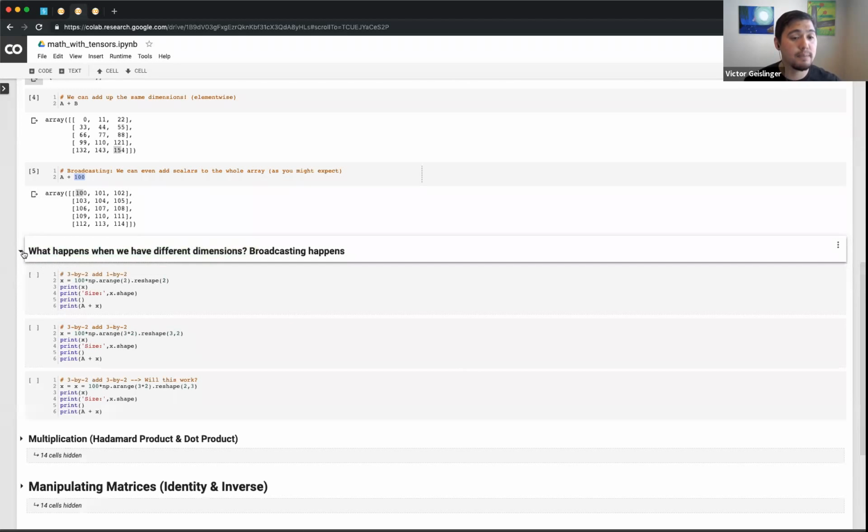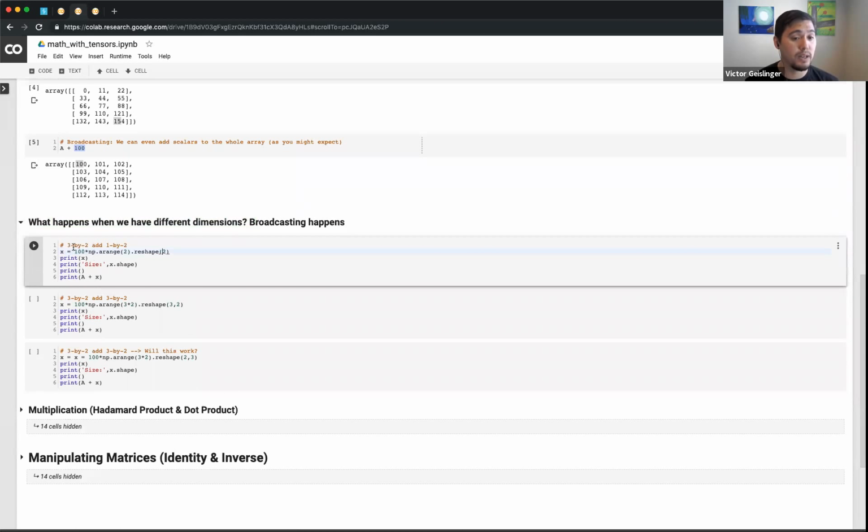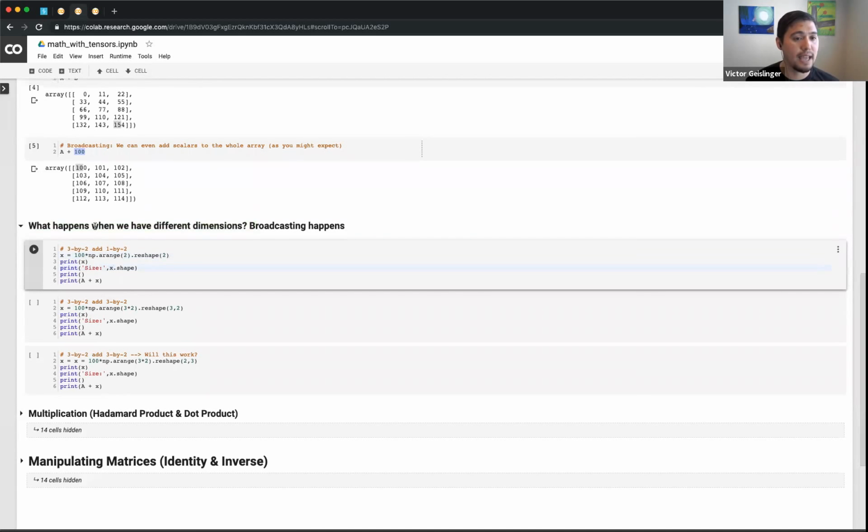So again, sometimes broadcasting in NumPy is really good. Here I add a 3 by 2 matrix by a 1 by 2. So these are all 2D, right? You can see right here, this is just a vector. And I add that to the original matrix A.